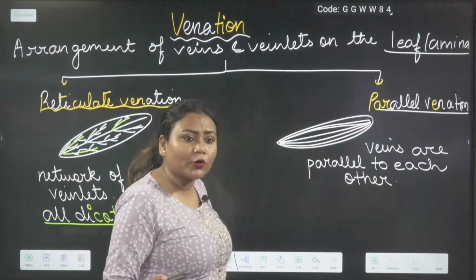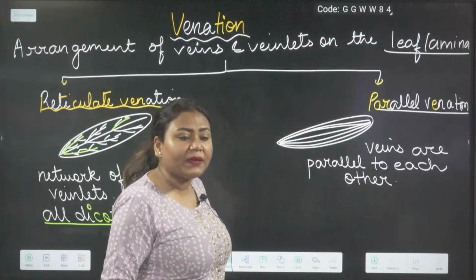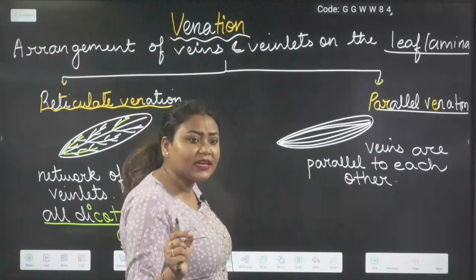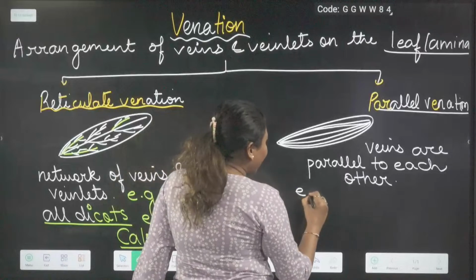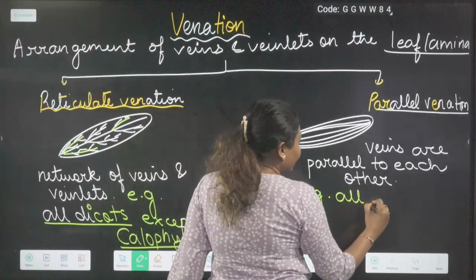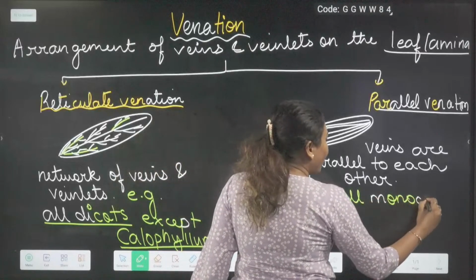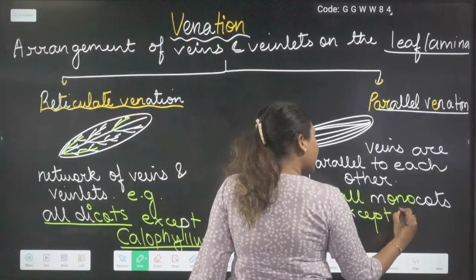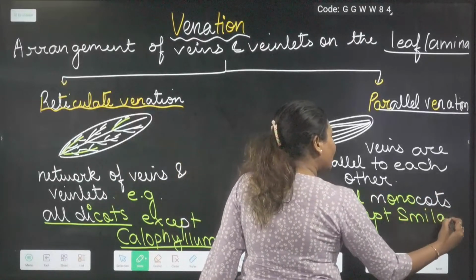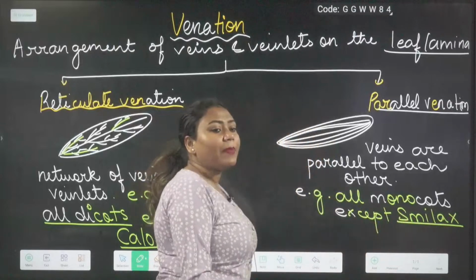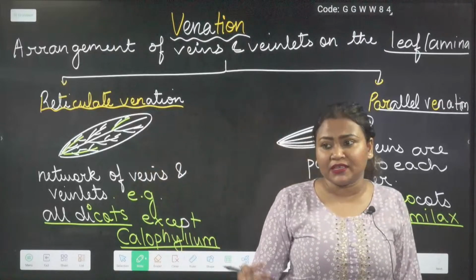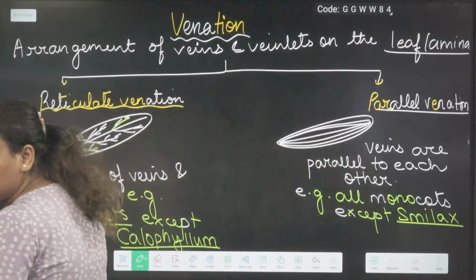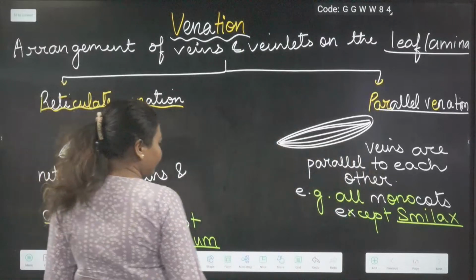Can you tell me the example? Yes, banana is an example of parallel venation. The example of parallel venation is all monocots, except Smilax. Smilax is a monocot, but it does not exhibit parallel venation. It exhibits reticulate venation.